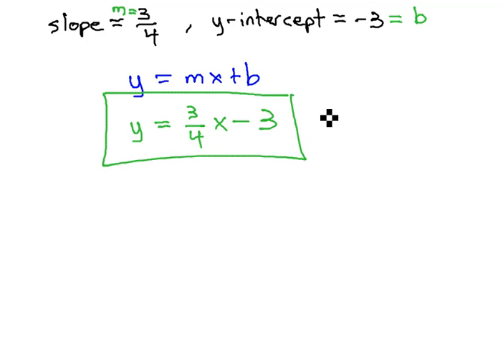We now have the equation of a line that if we were to go through all the work of making a t-table and checking points, we would see that 3/4 x minus 3 has a slope of 3/4, and we'll have a y-intercept at -3. This formula is an important one to have committed to memory, y equals mx plus b.